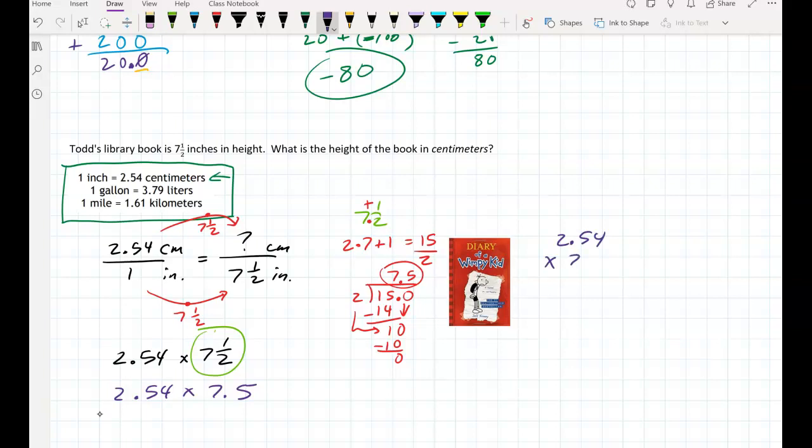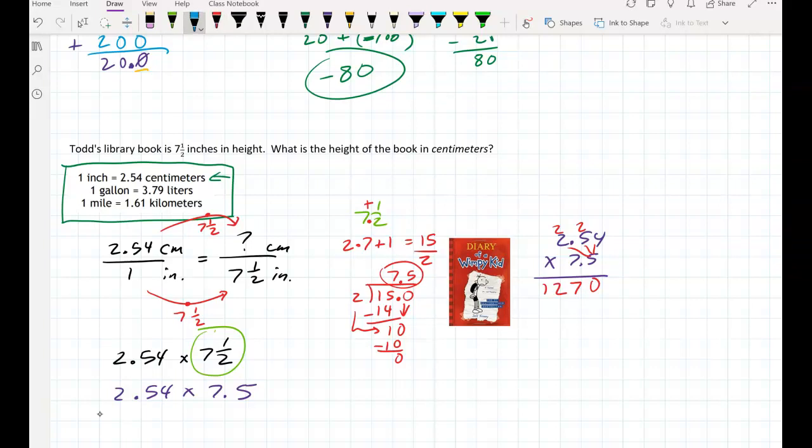2.54 times 7.5. Now, you need to remember that when we multiply multiple digits, we're going to multiply everything by the 5 here first in the ones place. 4 times 5 is 20. And I carry the 2 up here. And then I multiply 5 times 5. That's 25 plus the 2 is 27. And I carry the 2 again. And 2 times 5 is 10 plus 2 is 12. So my first row is 1, 2, 7, 0.